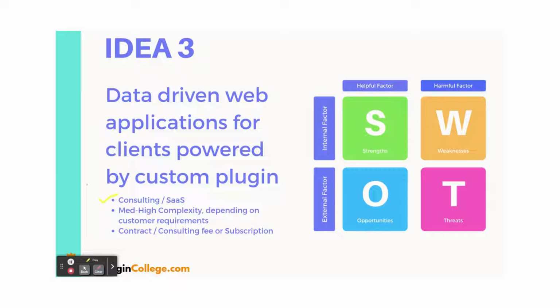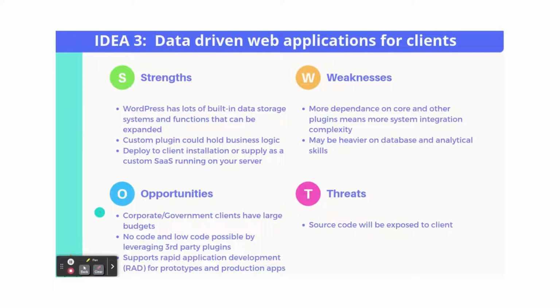The other one is, I think this one, you're not going to start out on a really simple thing with this. This is going to be in the medium to high complexity range, again, depending on the customer requirements. And so that's something to keep in mind. And then this one, of course, could be a contract with a consulting fee, or if you lean towards the SaaS or software as a service type arrangement, it could be more of a subscription-based thing. So it's got some nuances to it, and we're going to take a look at the whole thing here.